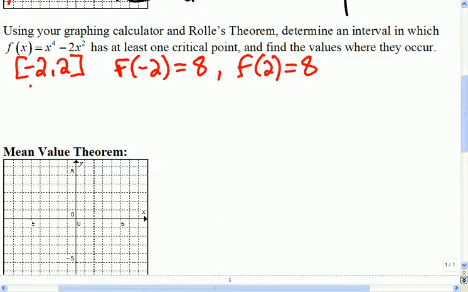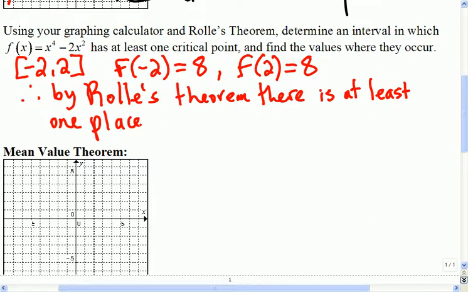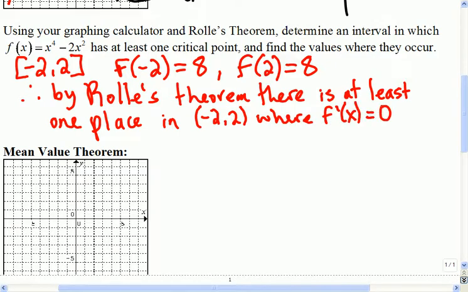So we can say, therefore, by Rolle's theorem, there is at least one place where that function has a derivative of 0. So again, that's one nice thing about people who work with existence, they don't actually need to find the answer. It's enough to just state that it must exist because of Rolle's theorem here.